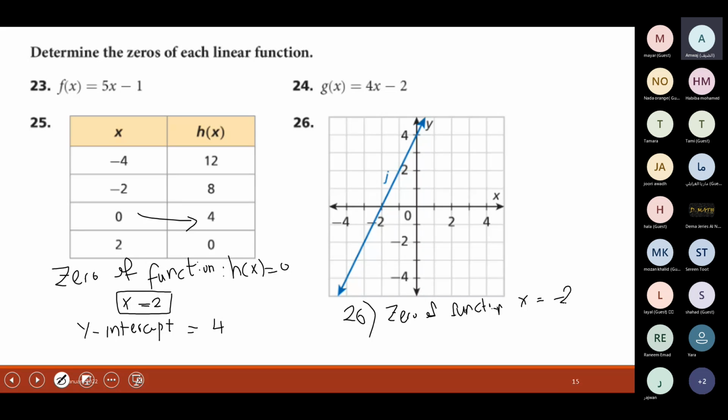Thank you so much. Julie Awad. Yes, teacher. Where is the y-intercept, Julie? 4. At y equals 4. Thank you so much. Do you have any questions? No, teacher. Did you finish writing? Yes.